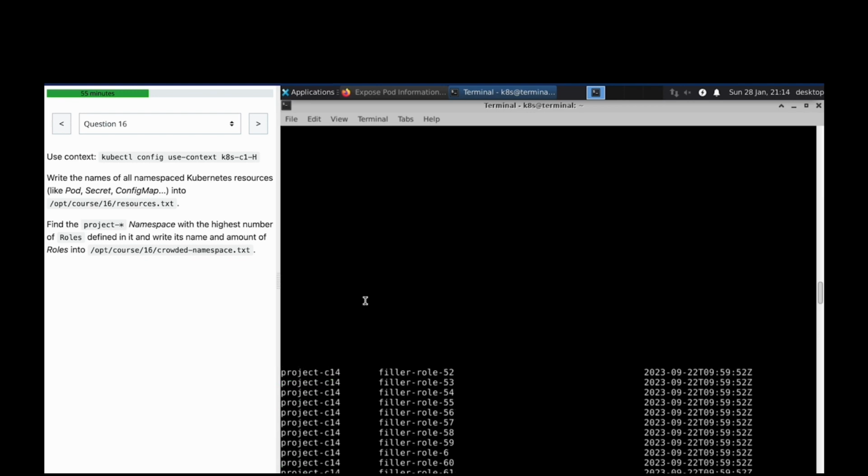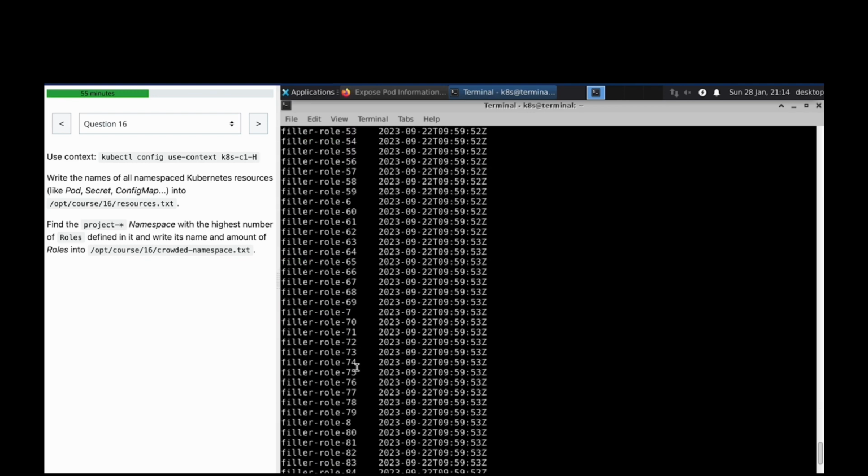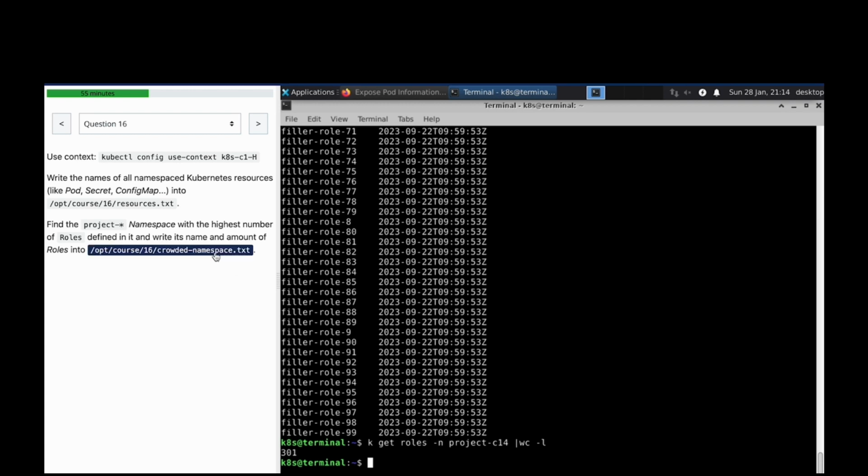Is there any headers? Sorry. Yes, there was a header. That's fine. So echo, we have to write the name of the project, that is project-c14-300. Redirect the output to this.